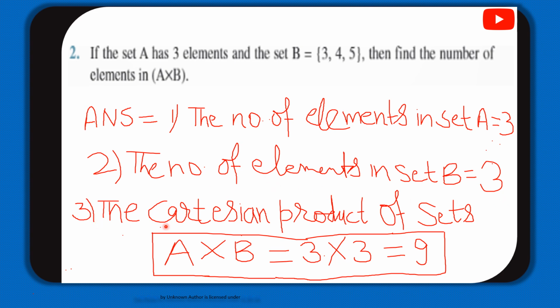The Cartesian product A cross B is the set of all ordered pairs (a, b), where a belongs to A and b belongs to B. The number of elements in A cross B is the product of the number of elements in set A and the number of elements in set B. So it is 3 multiplied by 3, which is equal to 9. Okay. Let's go to another question.